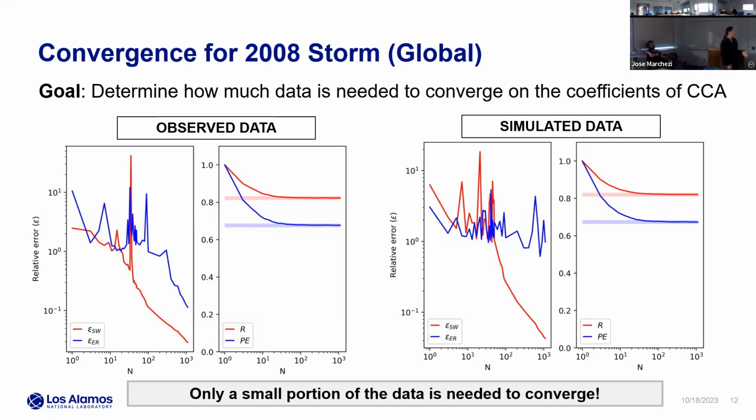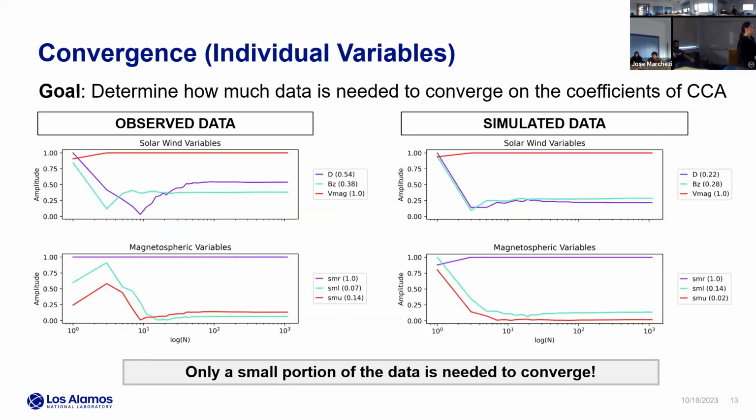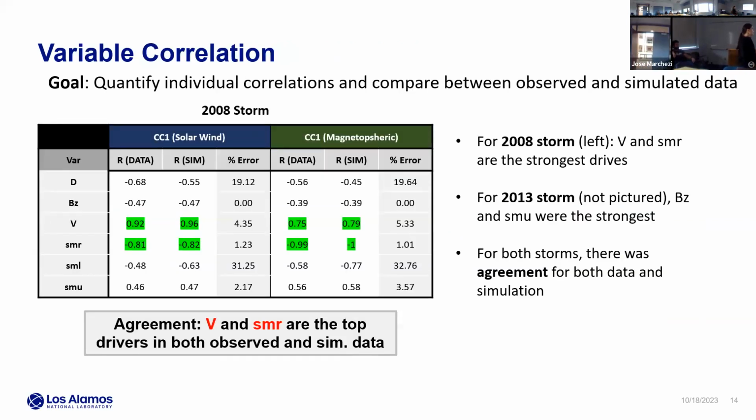And we can see that the data converges on the order of tens. So really, we only need a small portion of the data to converge. So CCA is a really robust method in this sense, and we know we don't need a lot of data despite having a lot. This is just an example looking at the individual variables, but we can skip right through that.